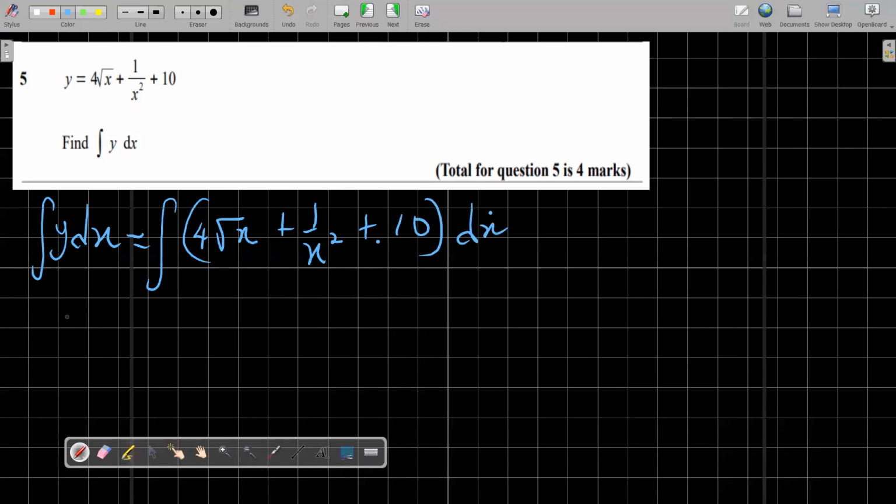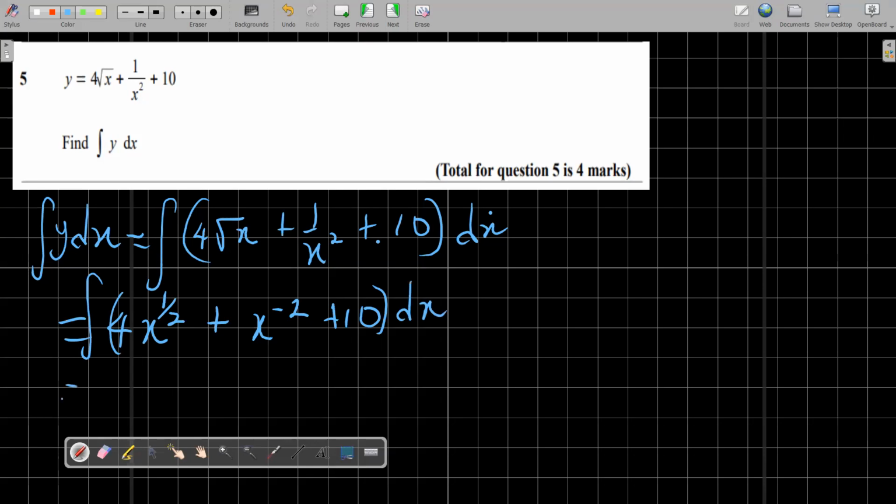The first thing you need to do here is to write it as index so that it will be easy for you to integrate. 4 root x is simply 4x raised to the power of 1 over 2 plus x raised to the power of minus 2 is the same as 1 over x squared using the law of index or indices, then plus 10. Remember, we are still yet to integrate, so we're going to be using the symbols.